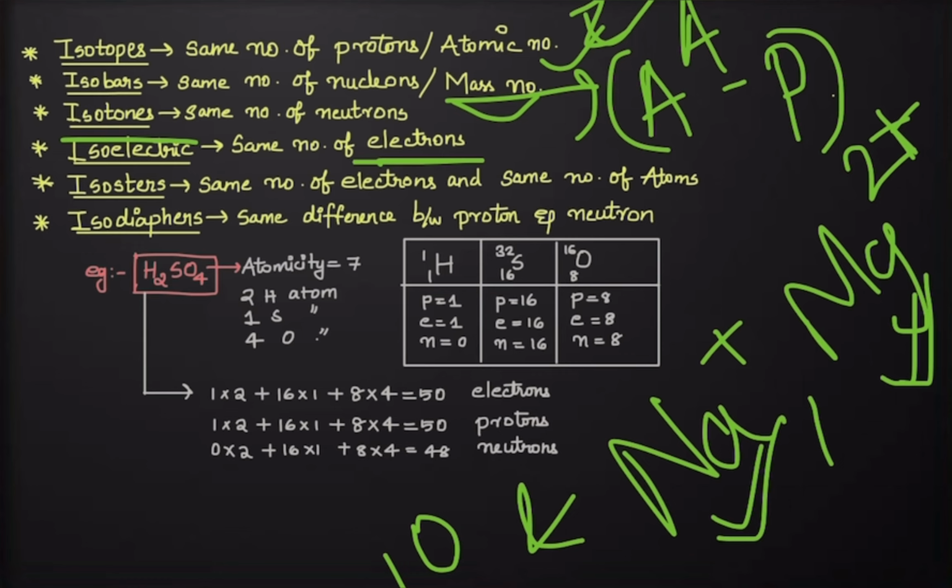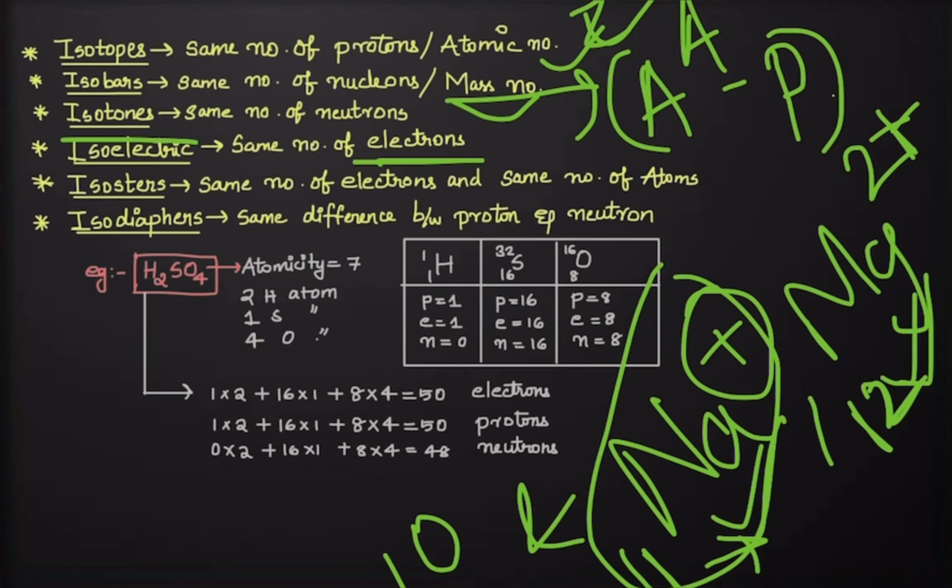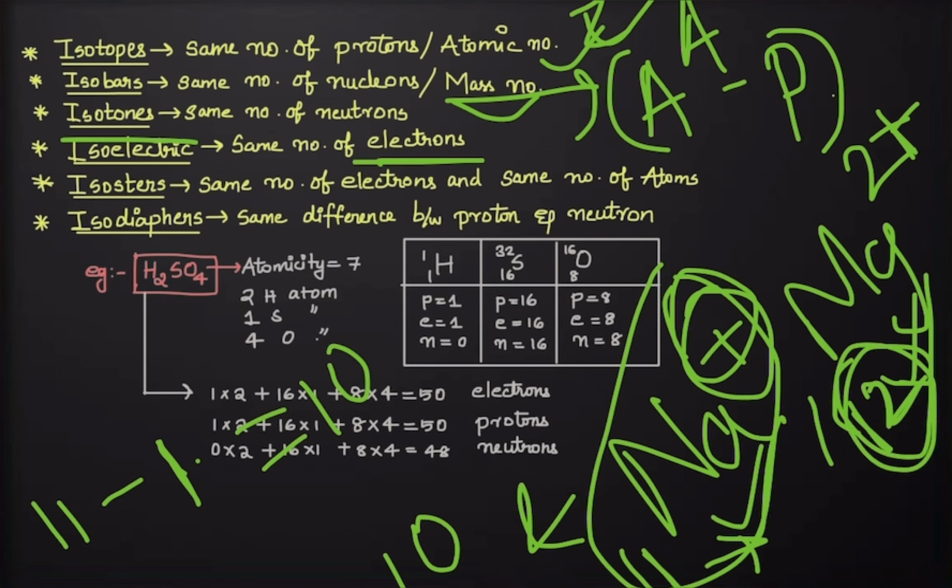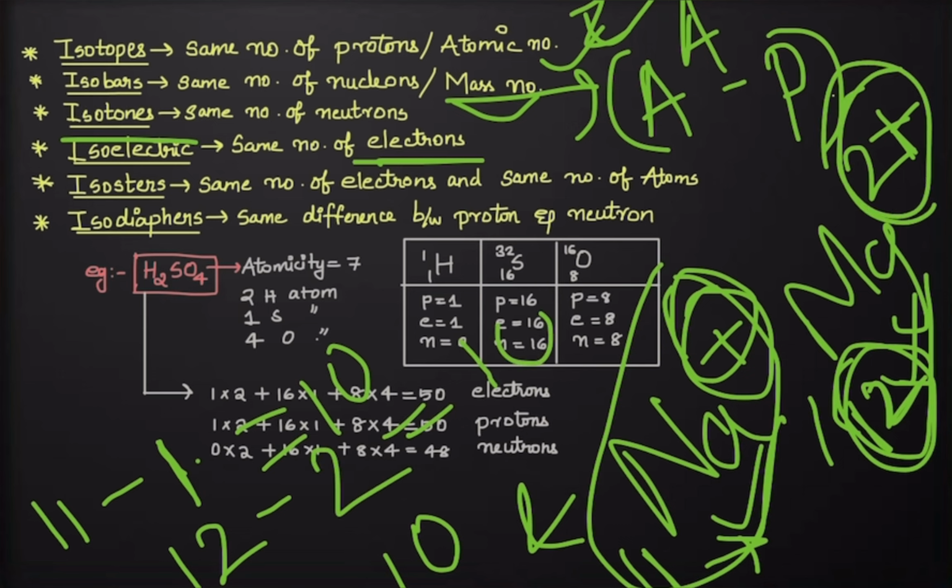That means number of protons: sodium has 11 protons, atomic number equal to 11. Magnesium atomic number equal to 12. Number of electrons in case of Na plus equals number of protons minus charge on the ion, that is 11 minus 1 equals 10. In case of Mg2 plus, 12 is the atomic number, so 12 minus 2 equals 10. In both, the number of electrons is the same, so isoelectronic means same number of electrons.